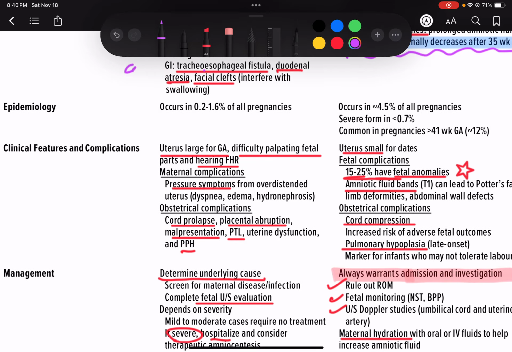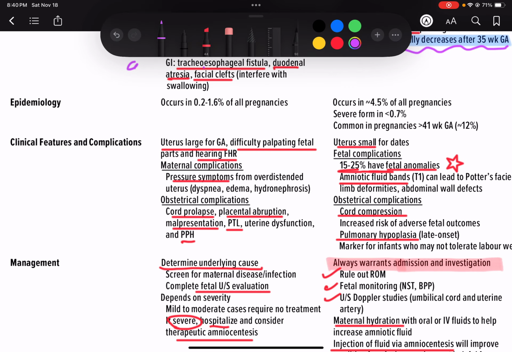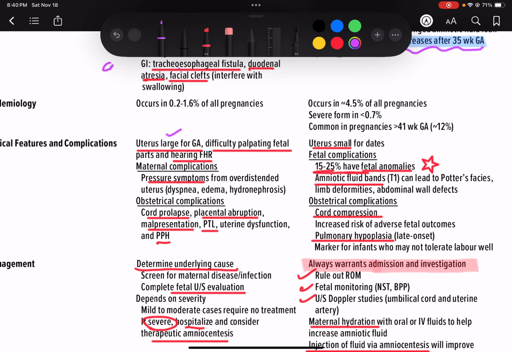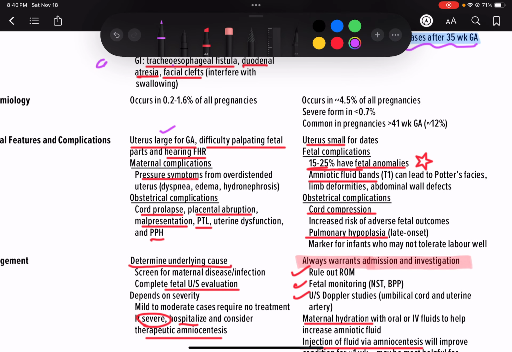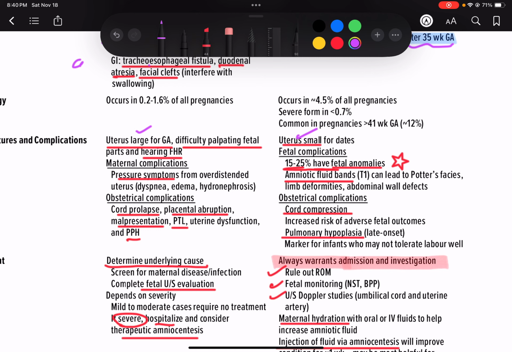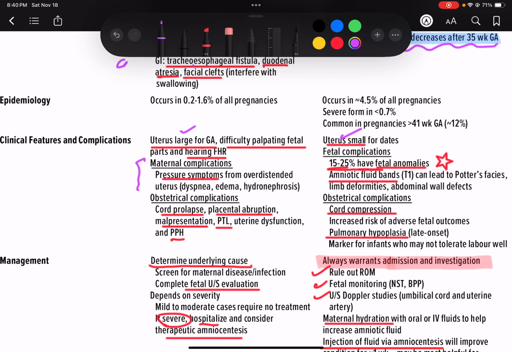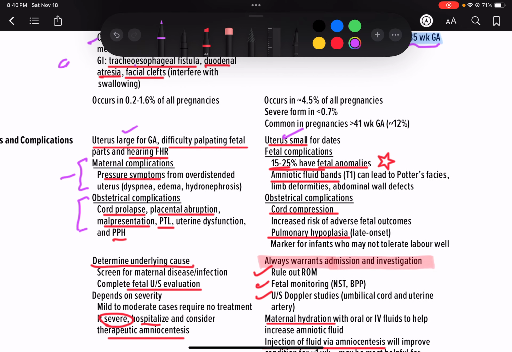Okay. And clinical features, how would you know there's polyhydramnios? Of course, the uterus would be large for gestational age, and because of so much fluid, fetal parts would be difficult to palpate, and you would be unable to hear fetal heart rate. And in oligohydramnios, uterus would be too small. What could be maternal complications? Because of the big, distended uterus, there could be pressure symptoms. And in obstetrical complications: cord prolapse, placental abruption, where the placenta would detach earlier, malpresentation, preterm labor, postpartum hemorrhage.